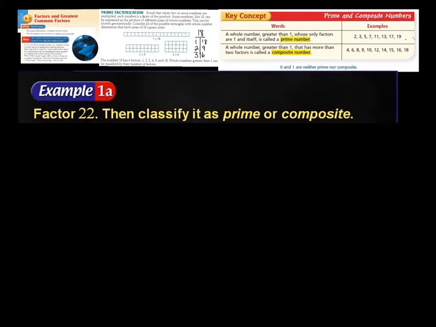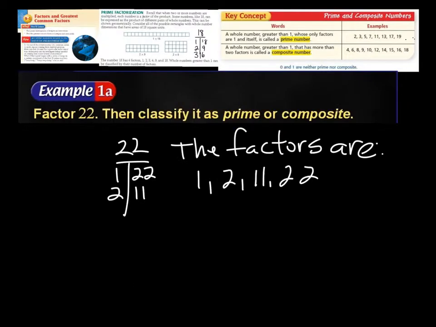Okay, this is stuff that you did clear back in elementary school: factor 22, and classify it as prime or composite. So I'm going to use that factor t again. I could do 1 times 22. It's even, so I know 2 will work. And guess what? 11 is prime. I am done. We could write that out in ascending order: 1, 2, 11, and 22. Because there is a factor other than 1 and itself, this is a composite number.